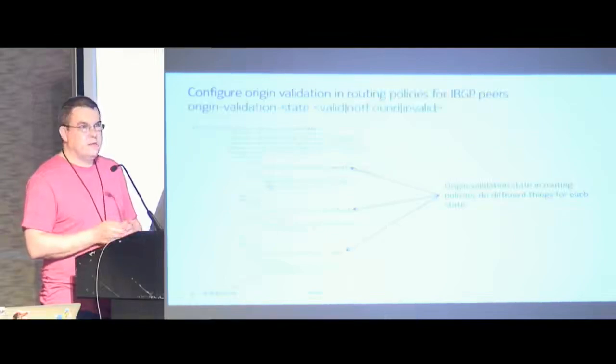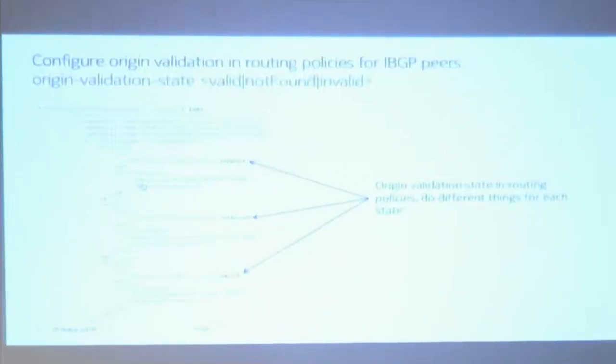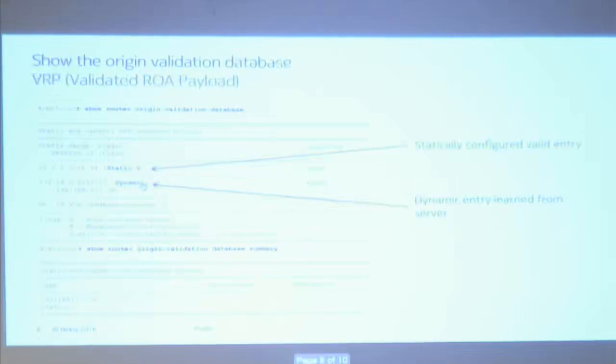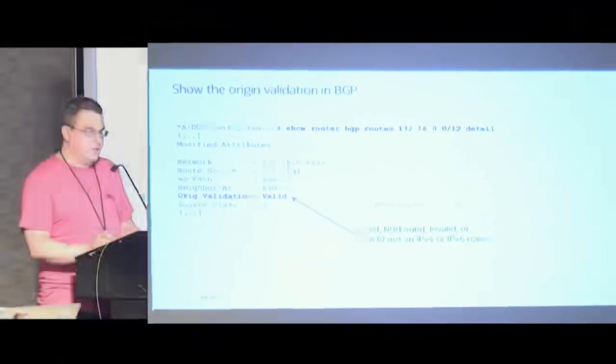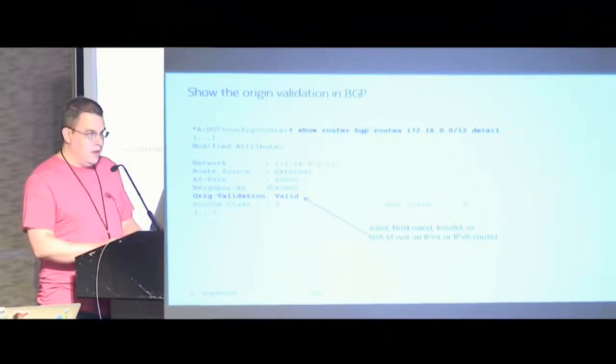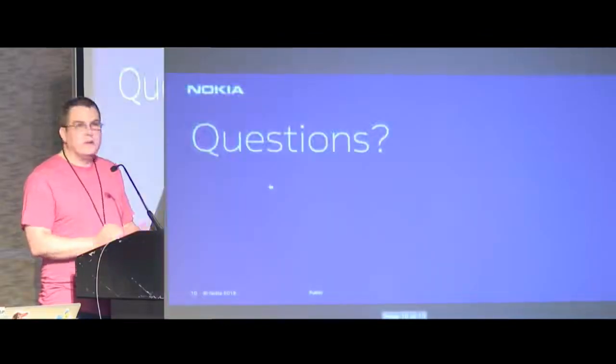If you would like, you can also configure routing policies. Sorry, this is a little bit small, but there's basically a keyword called origin validation state, and it can be valid, not found, or invalid, and you can do different things in a routing policy depending on which type it is. You can also show the database. So here's a show example. It shows you a dynamic entry that was learned from a server and a static entry that was configured. You can also do a summary to see how much stuff is in the database. And you also can show the route actually in BGP. It has an origin validation field in the show output that I've trimmed down, so this will be valid, not found, or invalid. And that's about it. It's pretty simple and straightforward to configure.